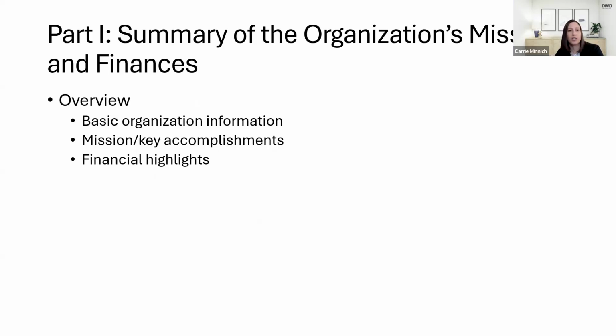So let's get into the key sections of Form 990. We specifically are going to look at just the regular Form 990 today, because that's the form that most organizations file. So there are lots of different parts. We're going to start off with page 1, the summary of the organization's mission and finances. This is basically an overview of the organization: financial highlights, mission, those types of things.